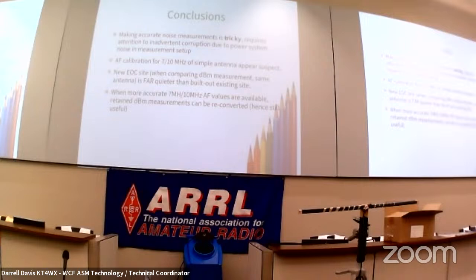Making accurate noise measurements is very tricky. It requires attention to inadvertent corruption due to power supply noise. And that's what happened to me the first time I tried it. I think our antenna factor calibration for 7 and 10 is suspect. The new EOC site, it doesn't have anything there yet, is very quiet. Well, that's what you'd expect, but we proved it. There's not noise coming from the neighborhood. That power line out front apparently is quiet. So we're in good shape until they start adding all their equipment.